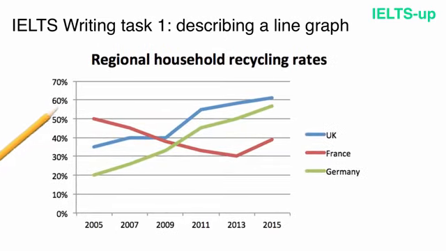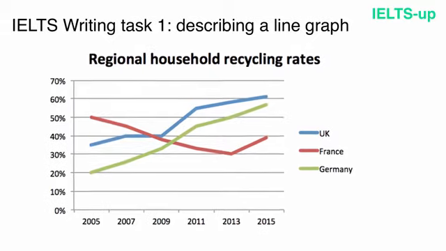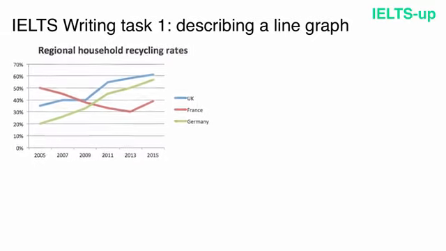Down the vertical axis, we have the percentages, and along the horizontal axis, we have the years. We can also see that we have 3 countries, the UK in blue, France in red, and Germany in green. So that's our line graph. Now let's see how you should structure your answer.